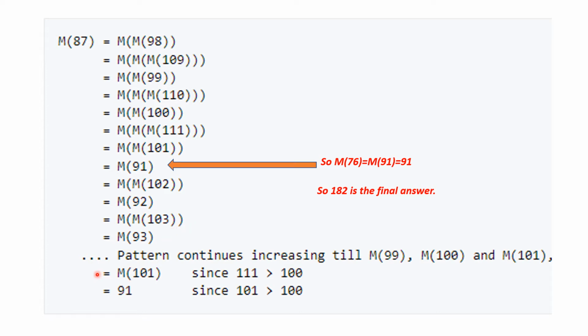Now the pattern continues, increasing. So this is ratcheting up. So you see I'm going from 91 to 92 to 93 all the way up to 99, 100, and 101. So eventually this is equal to M of 101, and that is going to be 91 again. Now we know that M of 76 then was M of 91, but we found out here that M of 91 ends up being 91. So we get 91 plus 91 is 182, the final answer to the problem.